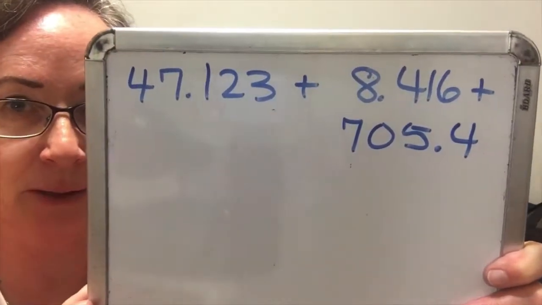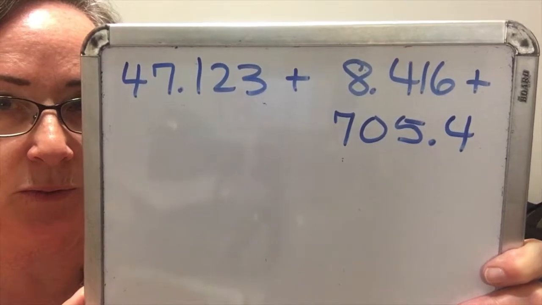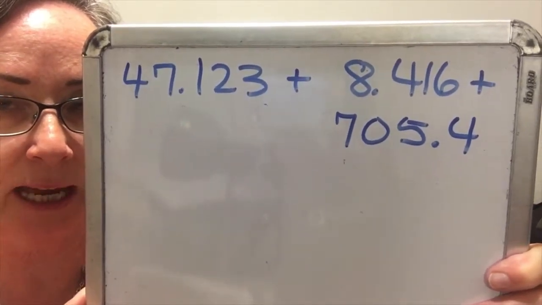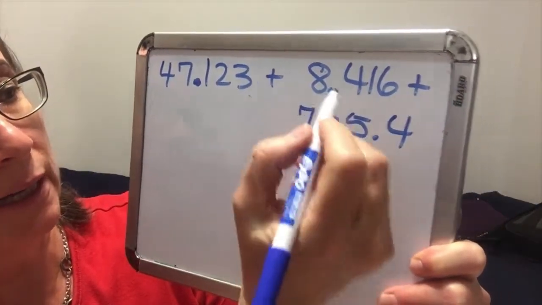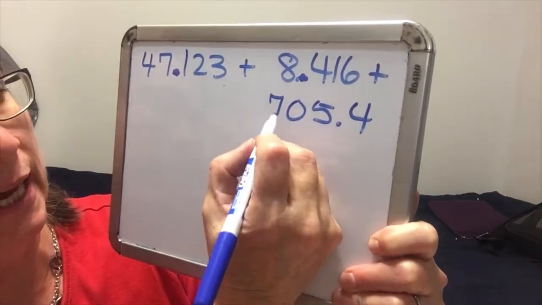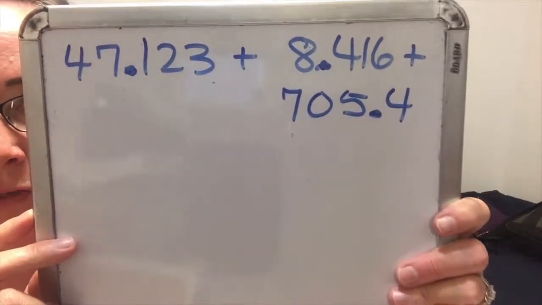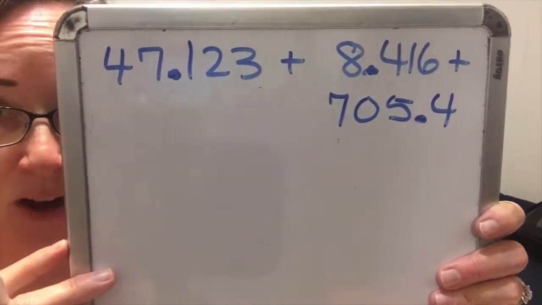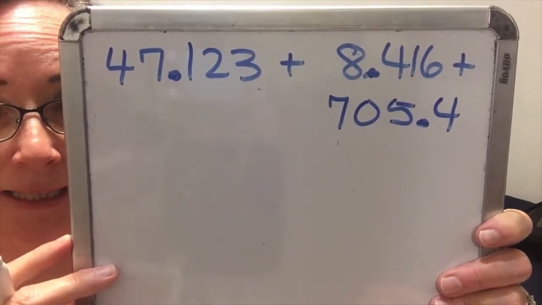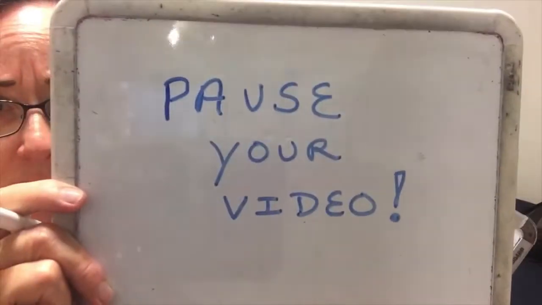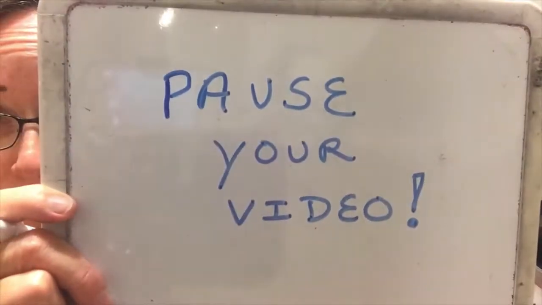This one is example or practice problem C. And remember, when we're adding and subtracting decimals, we need to line up our decimal places. So here we've got 47.123, 8.416, and 705.4. So I'm just making the points clearer there in case you don't have your book open in front of you. But now I want you to line these up and line up your decimal places, and then pause your video so that you can do the problem by yourself. Do it. Pause it. Come on.